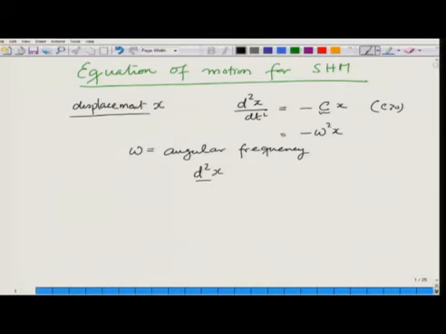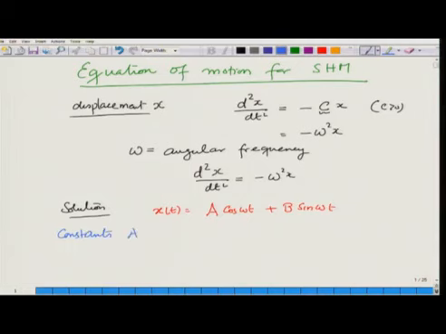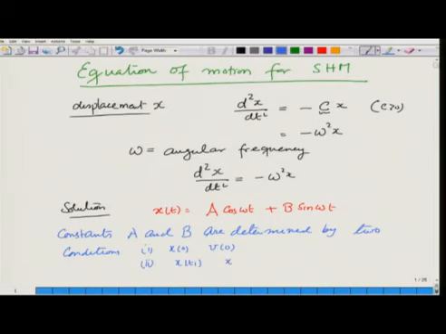So, looking at this equation d2x by dt square is equal to minus omega square x, we also wrote the solution as x of t is equal to some constant a cosine of omega t plus b sine of omega t, where constants a and b are determined by two conditions, which could be displacement and velocity at 0, or displacement at two different times, and we solved certain examples of this.